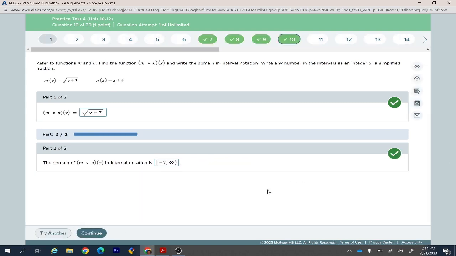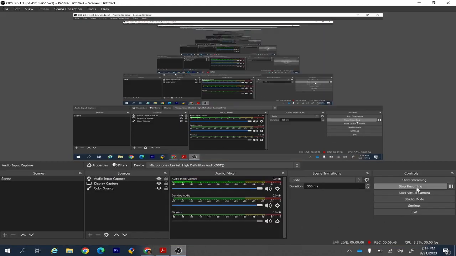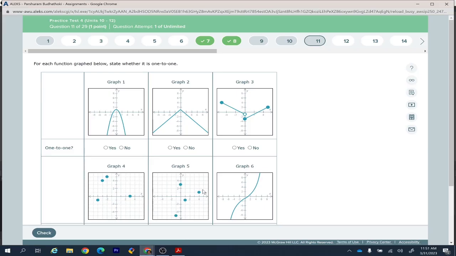Okay, that's problem number 10. Question number 11, for each function graphed, we have been given the graph of a function. We need to find out whether they are 1 to 1 or not. So one thing you have to keep in mind to check whether a given graph is 1 to 1 or not, you have to apply the horizontal line test.